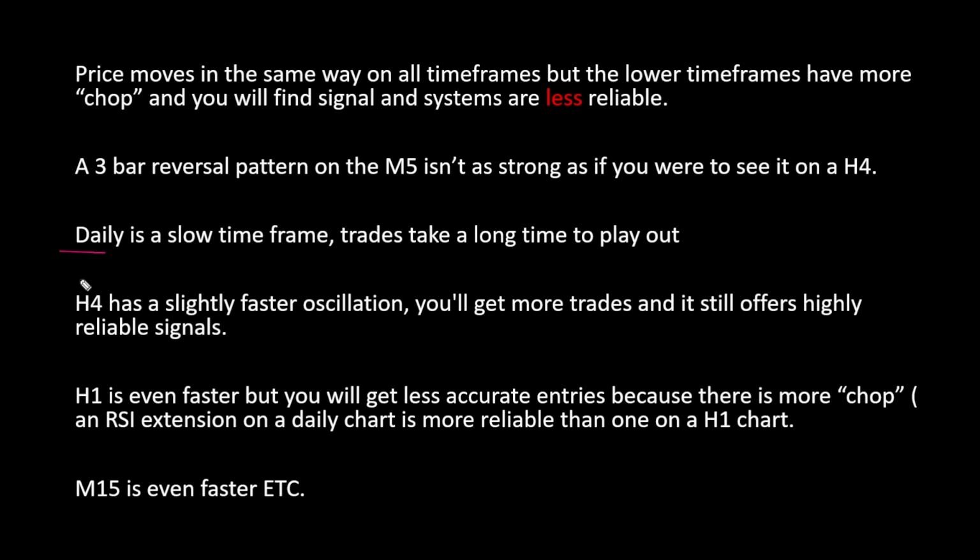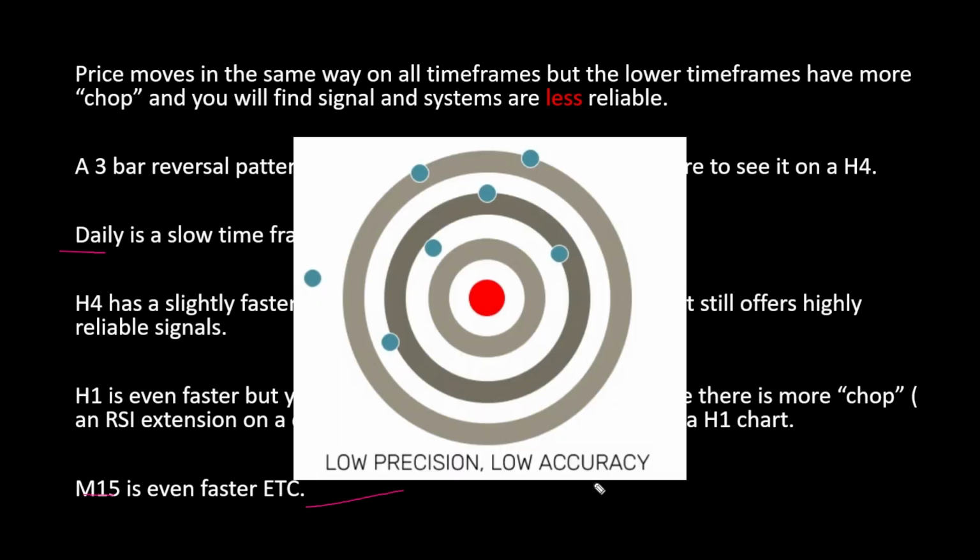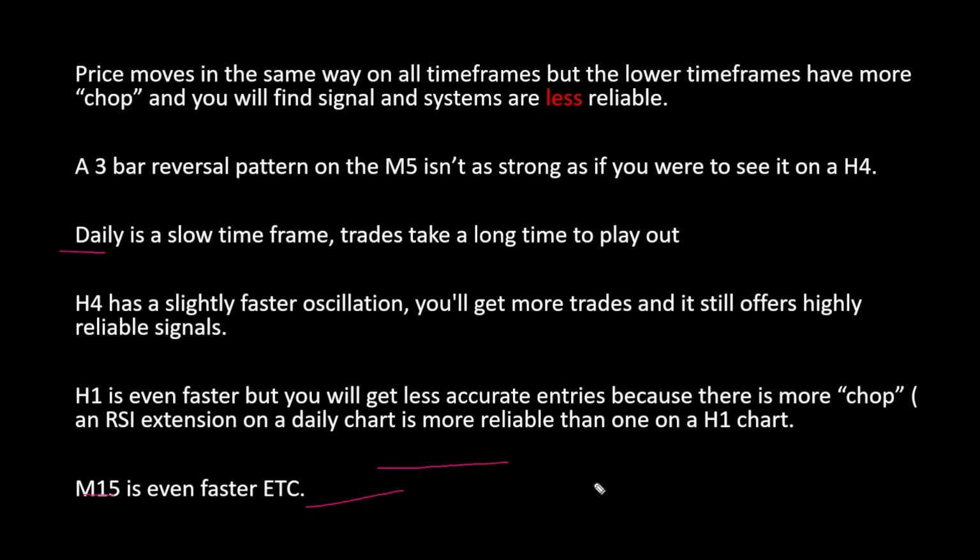The H4 has slightly faster oscillation, so you'll get more trades, and it still offers pretty reliable signals. The H1 is even faster but less accurate, and so on with M15, M5. So the lower the time frame you're looking at, the less accurate and reliable your signals will be, not only with market structure and key levels, but also with candlestick patterns.